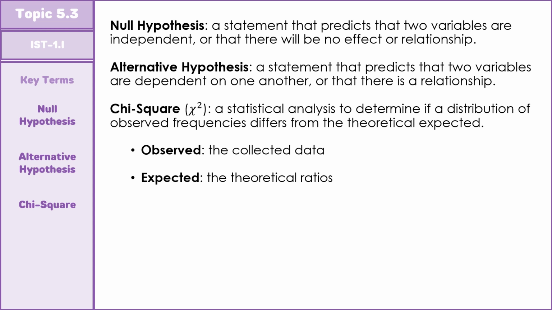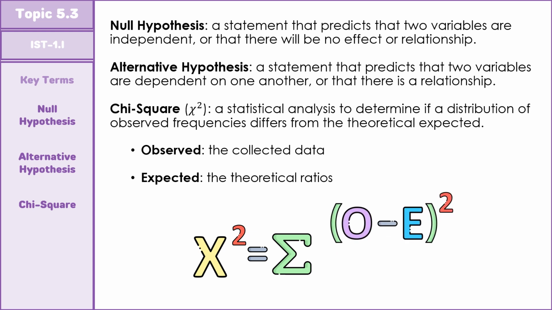So let's look at this equation. So chi-square, chi is a Greek letter, it looks like an X, is going to be equal to the sum of, which we represent with a Greek letter sigma, and that is the sum of our observed minus our expected values squared and then divided by our expected values.